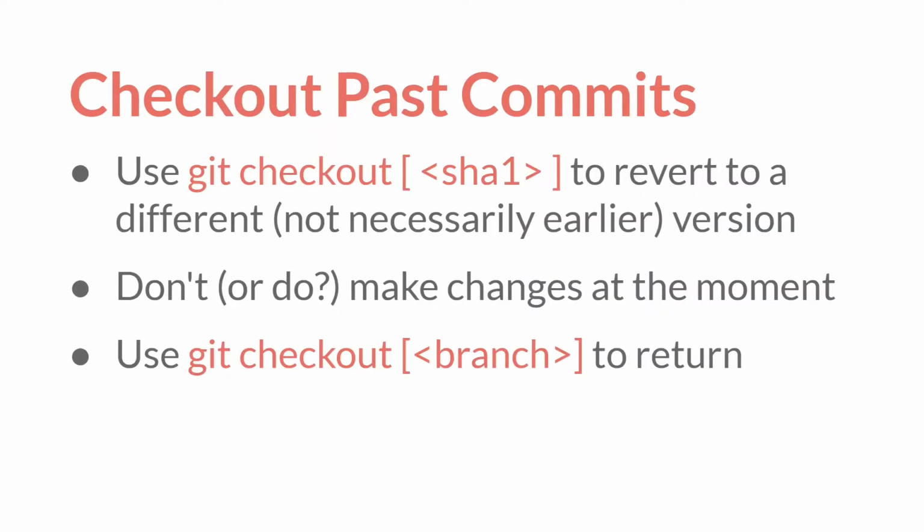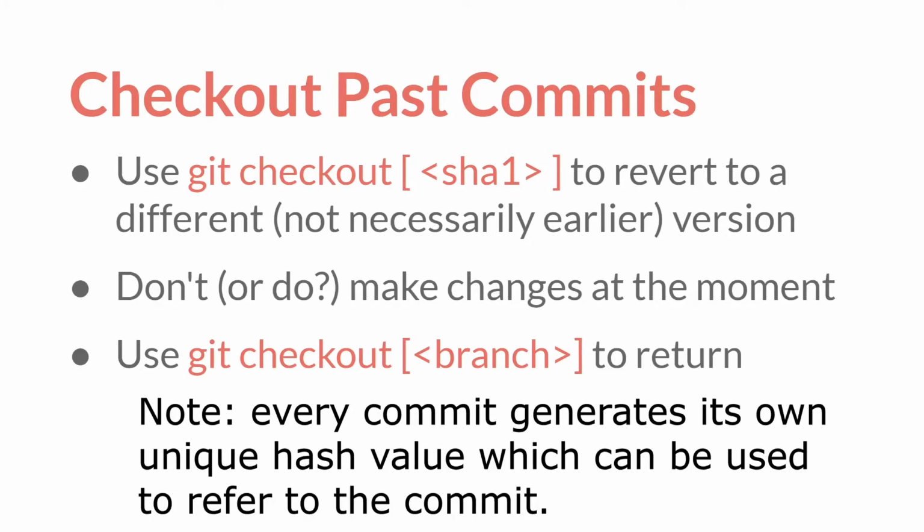So that's the simplest workflow, but of course for it to be useful, you actually have to know how to look back at your work. Once you have GitHub connected, this will be a lot easier because you'll be able to go on GitHub. You won't have to mess with anything in your local directory, but you can also do it in your local directory by using git checkout and then that hash that we talked about to revert to a different, but not necessarily earlier version.